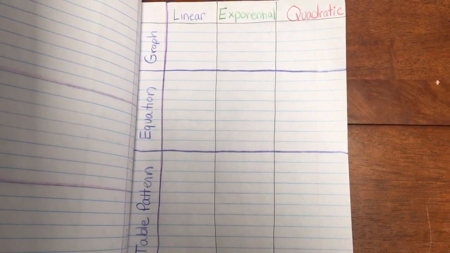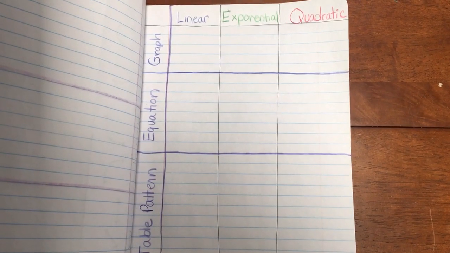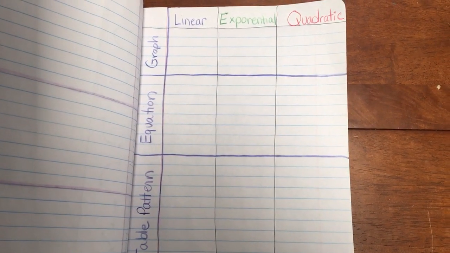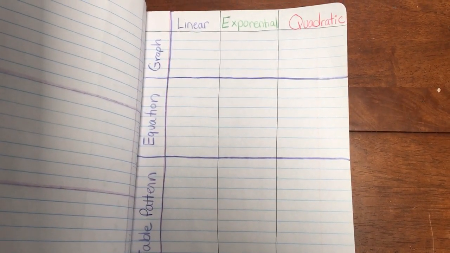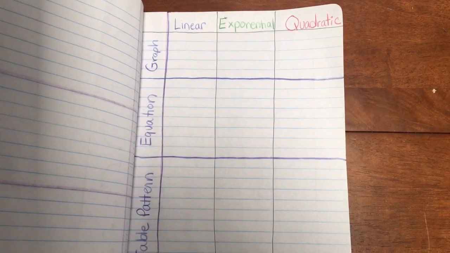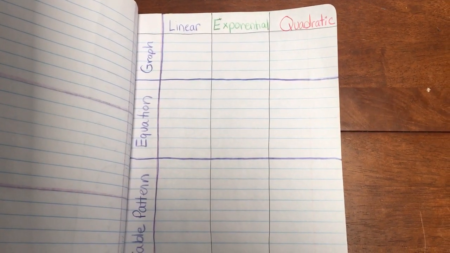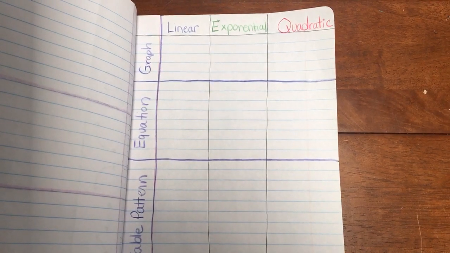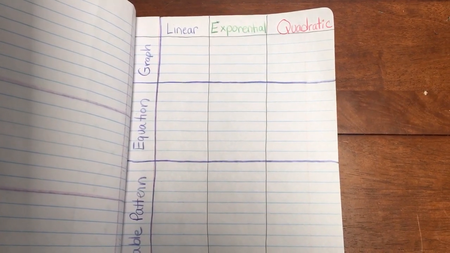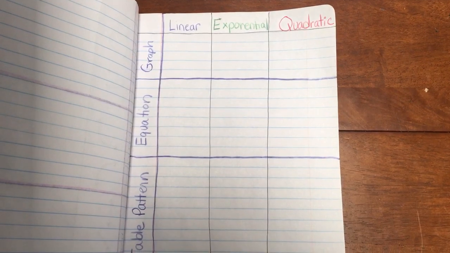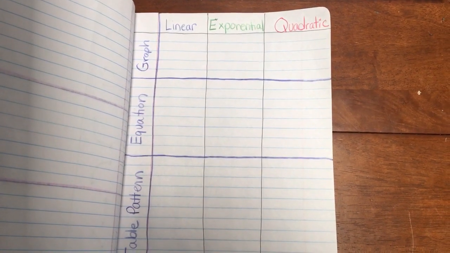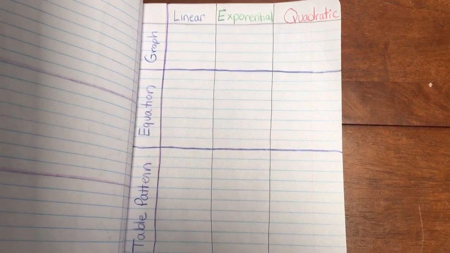Okay, hello. Today we are going to talk about the difference between three types of major functions that Algebra 1 standards cover. So we have linear, exponential, and quadratic. We've definitely covered linear functions. We've covered exponential functions in quarter 3. Quadratic is our newest function.